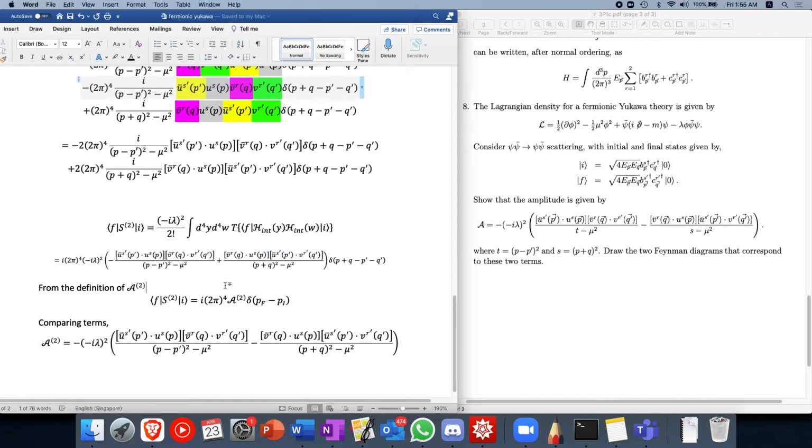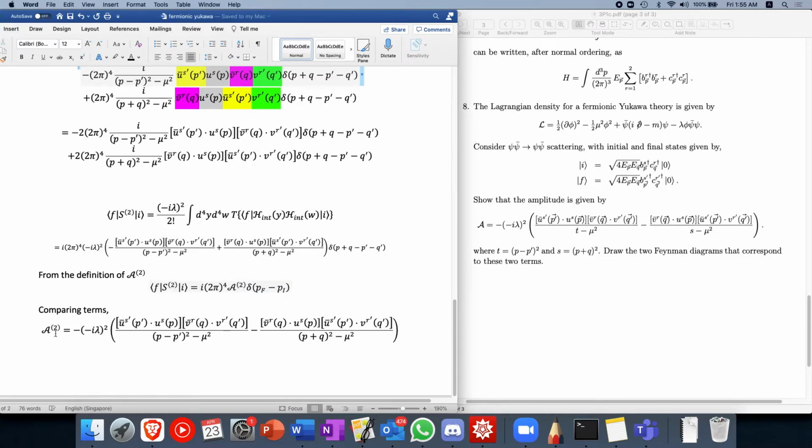Then using the definition of the scattering amplitude, which is given as such, where we have this conservation of momentum, we compare the terms from here and this one. So we simply obtain that the scattering amplitude is this, and you see that it matches the answer.